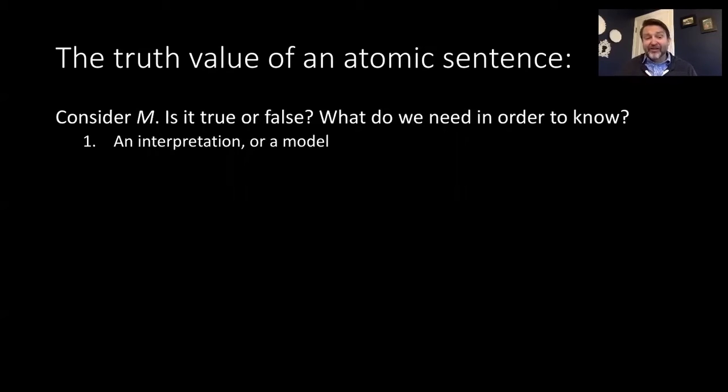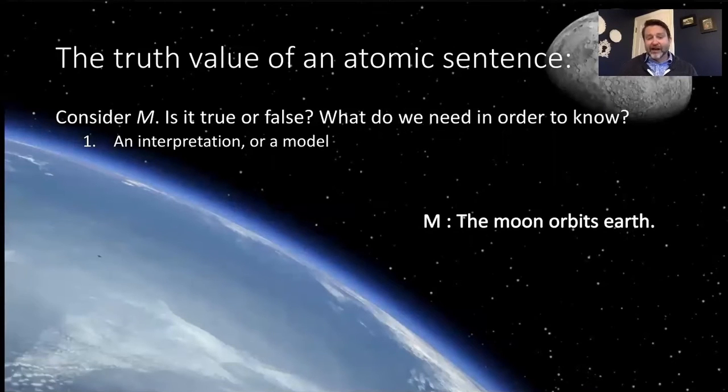Now, if we have such a symbolization key, we'll be in a better position to tell whether or not M is true. So suppose this is the interpretation, the symbolization key for M: M stands for the moon orbits the Earth. We know what M stands for. It stands for the sentence, the moon orbits Earth. And now we can ask ourselves, is M true or false? And it seems here that the answer is 1, M is true, right? So on the interpretation where M stands for the moon orbits Earth, we know it's true.